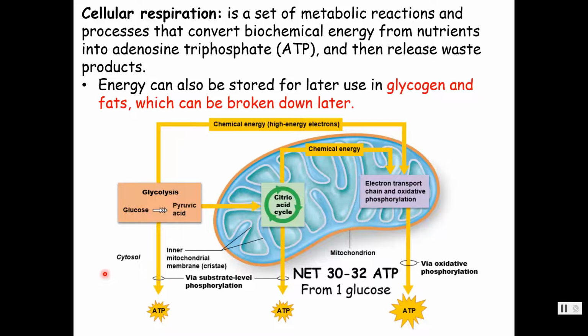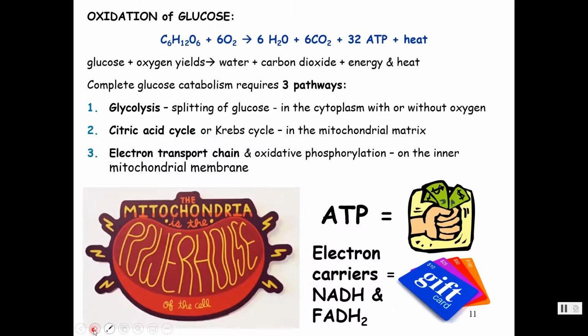Okay. So cellular respiration, when we talk about that, we said that this is the reason you have to breathe. It is a set of metabolic reactions and processes that convert the biochemical energy from nutrients into ATP, which is that cellular currency of energy, and then release our waste products, which are carbon dioxide and water. Energy can also be stored for later use as glycogen and fats, which we can break down later. So this was that one formula you had to know, and now we are just adding how many ATPs, and the fact that whenever we change forms of energy, we always lose some as heat.